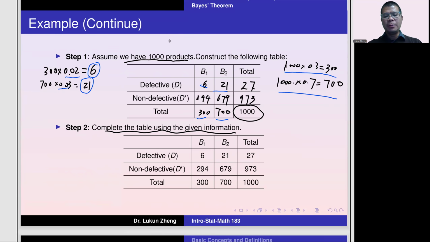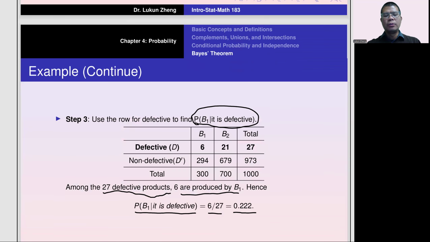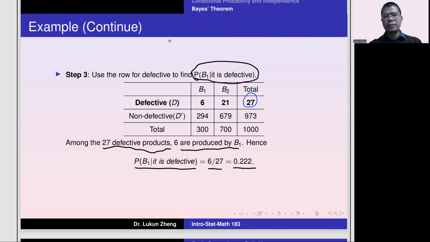Once you complete the table, you can focus only on the defective ones. There are 27 of them, and 6 of them are made by B1. So 6 out of 27 is 0.222. So this is the table method. Either way, you can directly use Bayes' theorem or use this table. Either way works.